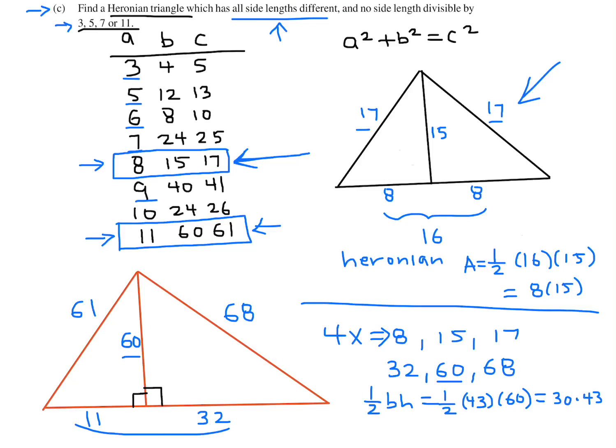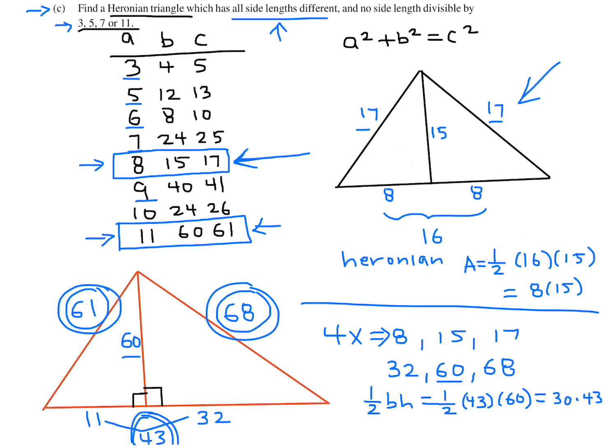61, 68, and this side length is 43. And no side length divisible by 3, 5, or 7. 61, 68, and 43. None of those are divisible by 3, 5, 7, or 11. So there you go. It's a challenging question. It's more of a puzzle than a question, but that is the Heronian triangle. It's a triangle with side lengths 61, 68, and 43.